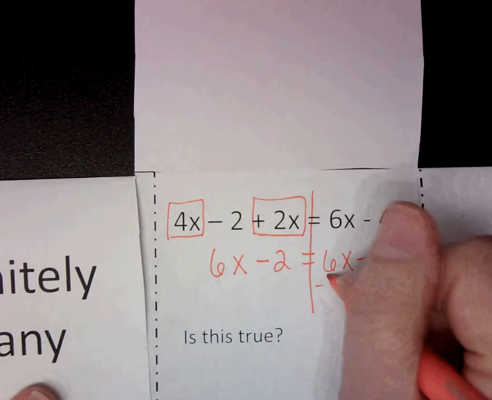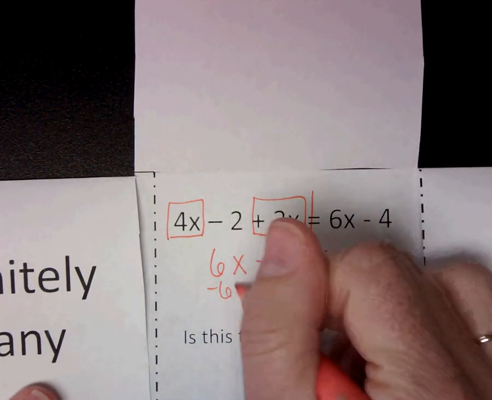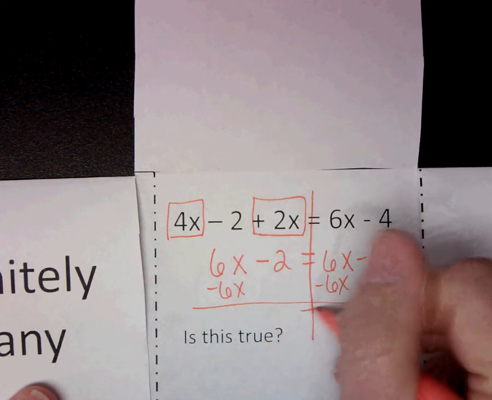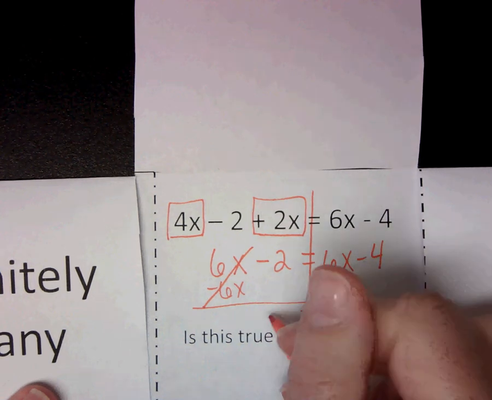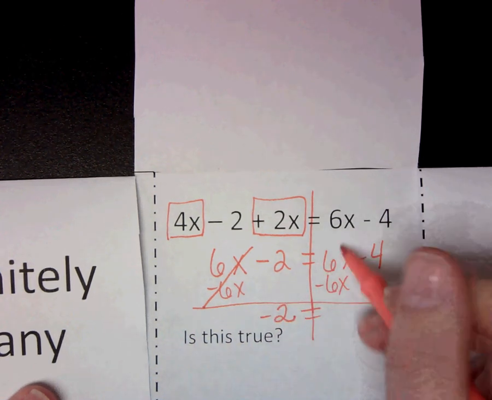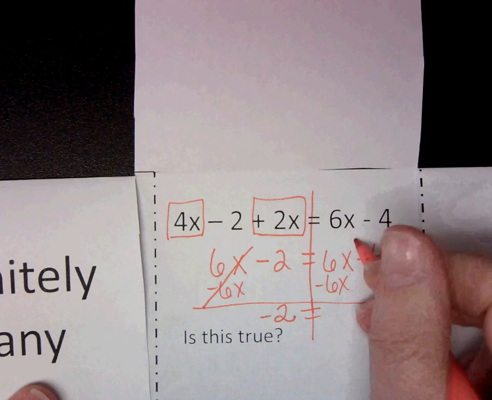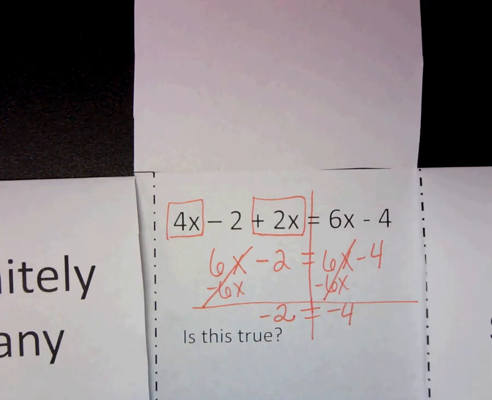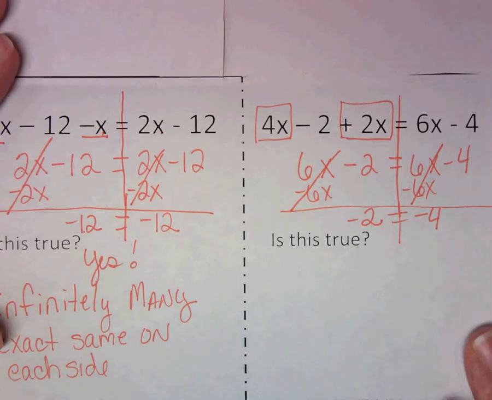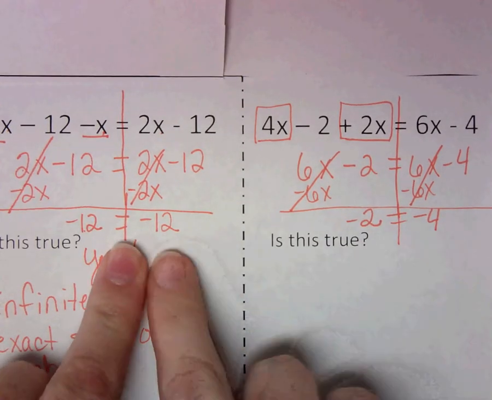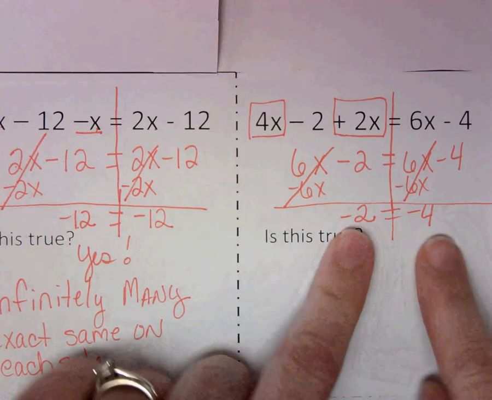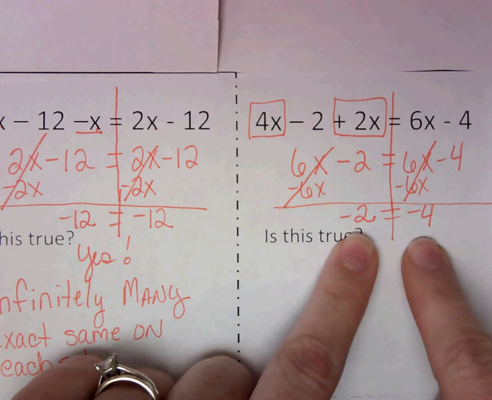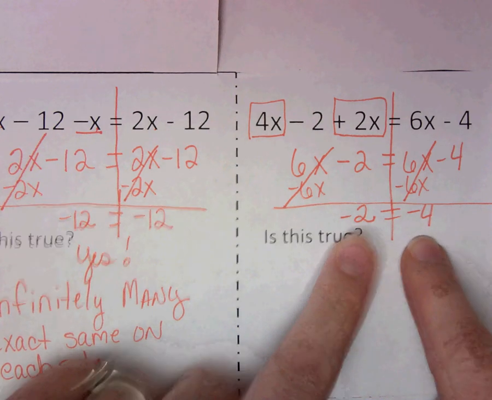My next step would be to subtract 6x from both sides. And look at what happens again. 6x minus 6x is 0, which leaves us with negative 2. 6x minus 6x is 0, which leaves us with negative 4. See, this is a little bit different than our infinitely many. With infinitely many, we ended up with the same number and no variables. But with no solution, we end up with different constants and no variables.